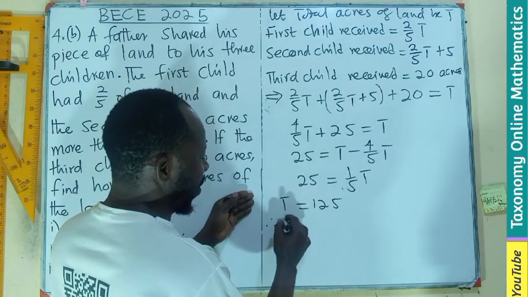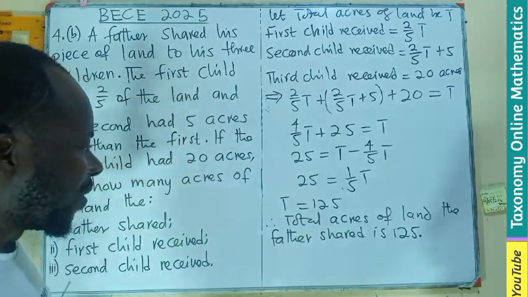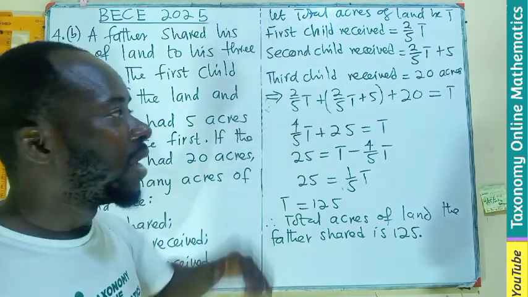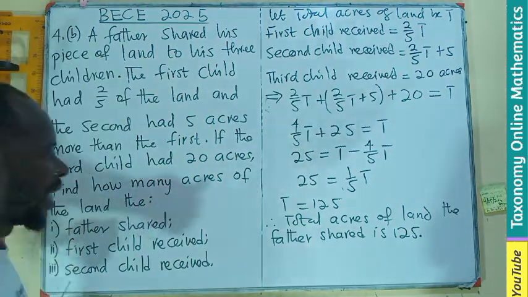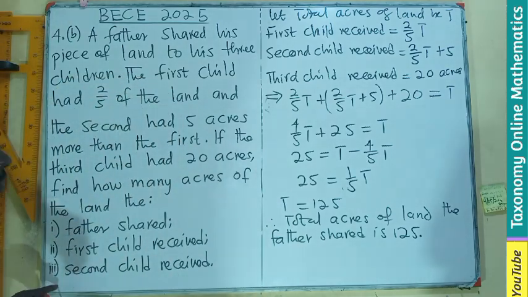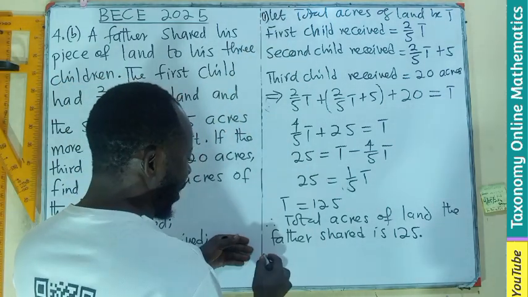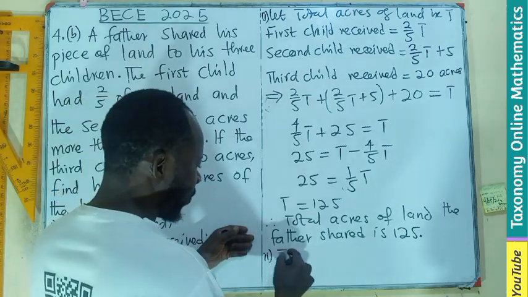So we can say that therefore the total acres of land that the father shared is going to be 125 acres. That's the big farm that they had. Then now we can think of what the first child. So where is the first part of the question? So we see this is the Roman number 1. Then Roman number 2, we are looking for first child.